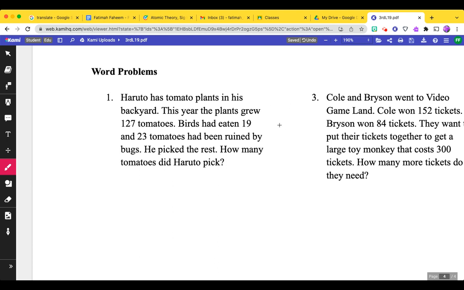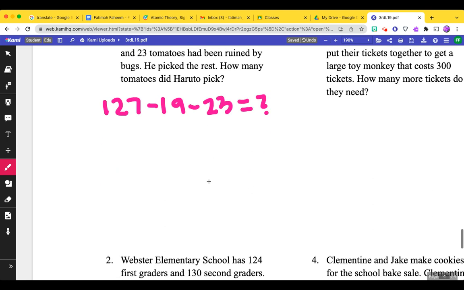Okay, let's try the word problems, and this is the last part of our lesson today. Haruto has tomato plants in his backyard. This year, the plants grew 127 tomatoes. Birds had eaten 19, and 23 tomatoes have been ruined by bugs. He picked the rest. How many tomatoes did he pick? So there's 127, but birds ate 19 of them, so you have to subtract 19. And 23 tomatoes have been ruined by bugs, so subtract 23 again. Then what do you get? You have to find that question mark. For me, I can just calculate in my head, but you have to write the formulas like this and try to solve it.